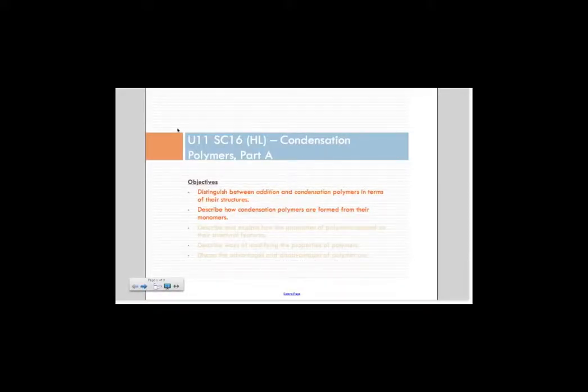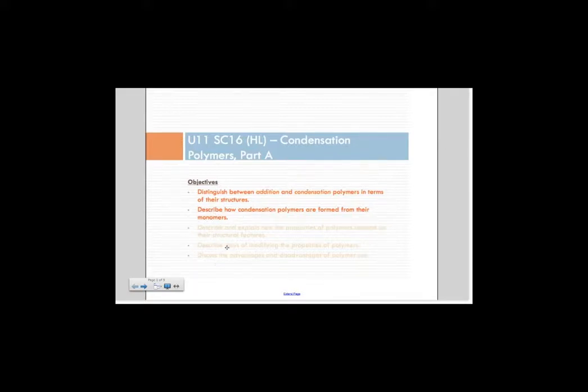This is the first in a series of 2 screencasts covering condensation polymers. Let's take a quick look at the objectives here. These first 2 objectives are going to be addressed in this screencast. Compare and contrast addition versus condensation polymers, and then describe how they're formed. The second bullet you should actually already know how to do.